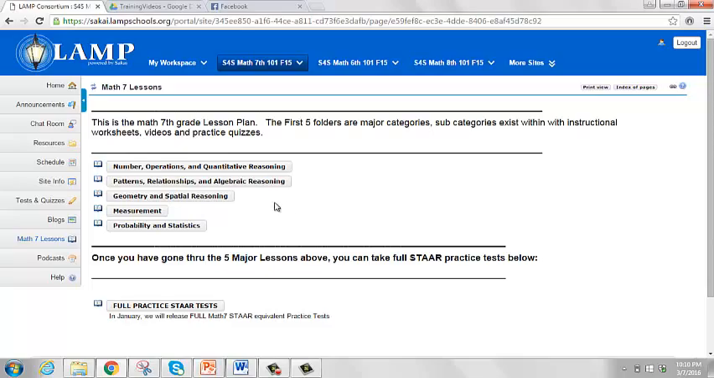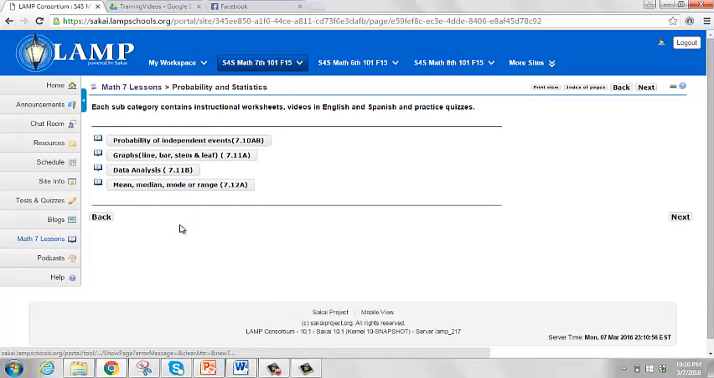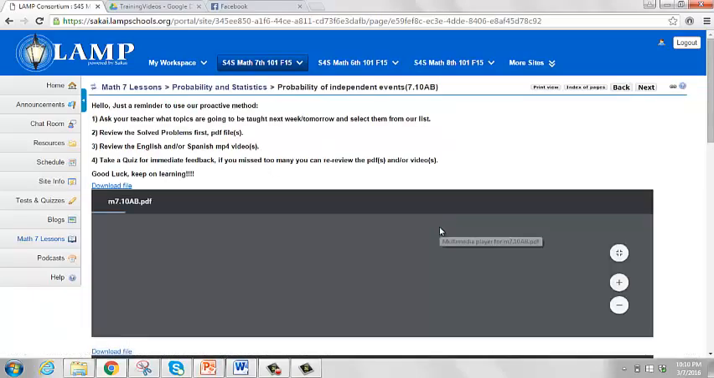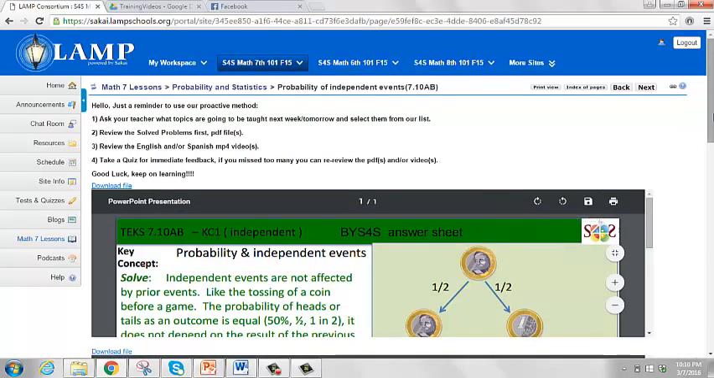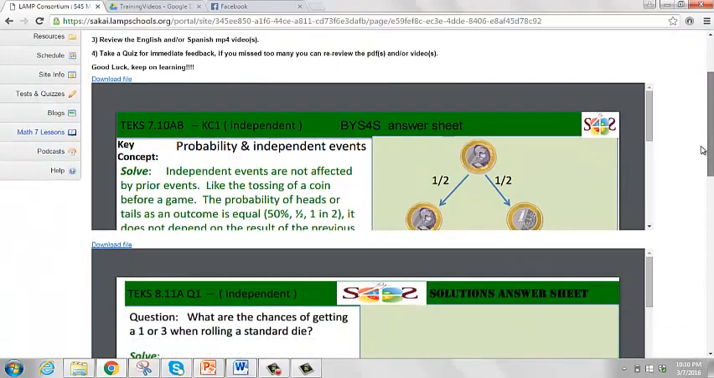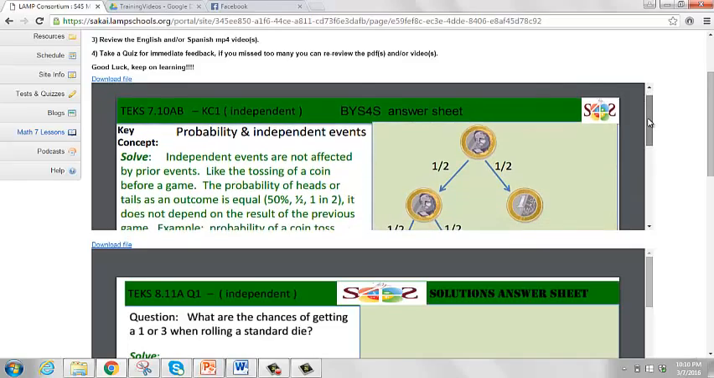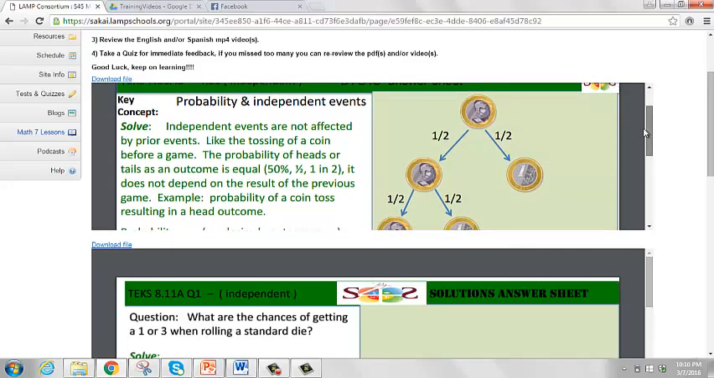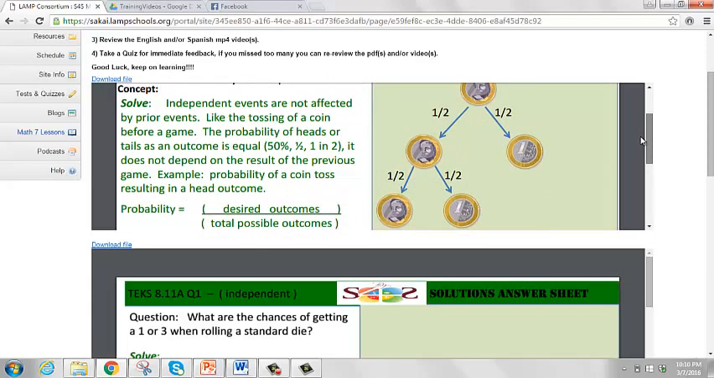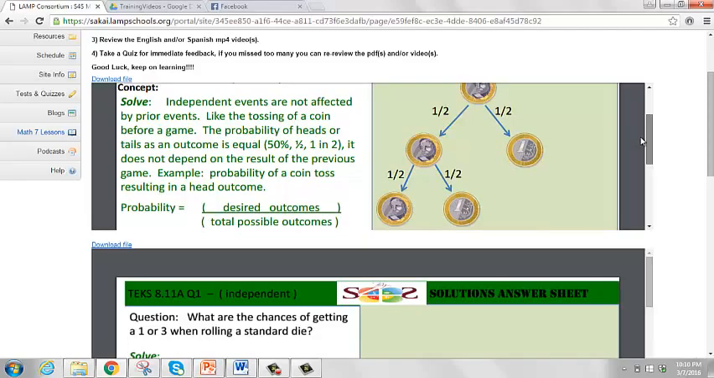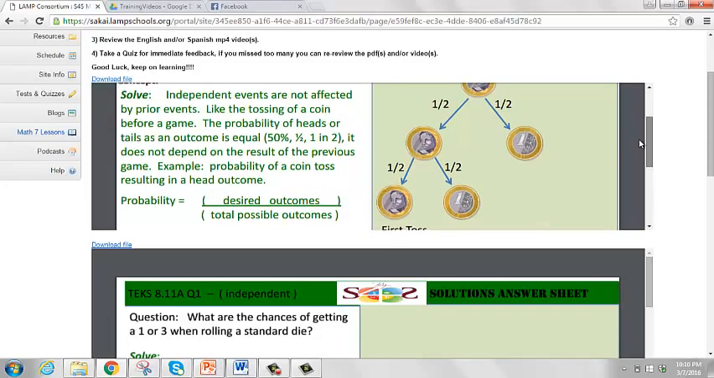As an example here, let's go to probability and statistics. Let's pick probability of independent events. What we have defined in here is a set of worksheets, and these worksheets describe a number of examples and concepts. As you can read here, independent events are not affected by prior events. That's what makes them independent. A good example of this is the tossing of a coin. The result of heads or tails is an outcome that is not dependent on the previous toss.